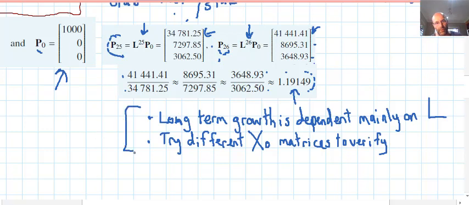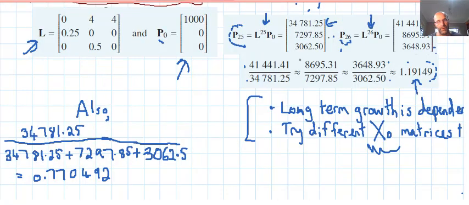So our findings here: long-term growth really is dependent on the Leslie matrix, and you can verify this by trying different initial populations, different X0 matrices, if you like. You'll see that you'll still get that growth rate the same. It's dependent mainly on L. It has the biggest effect.